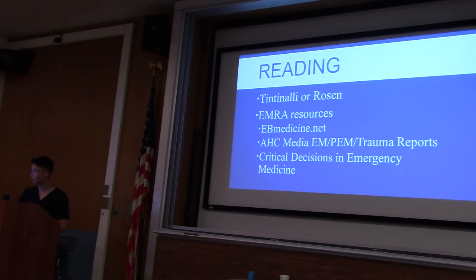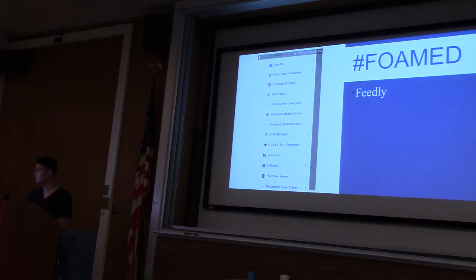They also have the AHC Media, Trauma Reports, EM, PEM, and then Critical Decisions in Emergency Medicine. These are all available through the EMRA website. The last two, I would say, are not as well reviewed as the EB Medicine articles. Sometimes there's typos. Part of it is because residents actually do submit some of these articles, so it's not as well vetted. And then FOAM.